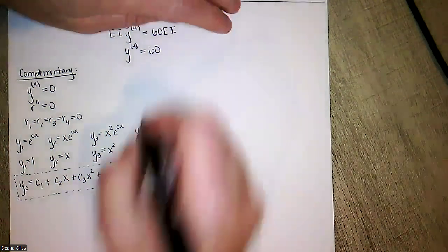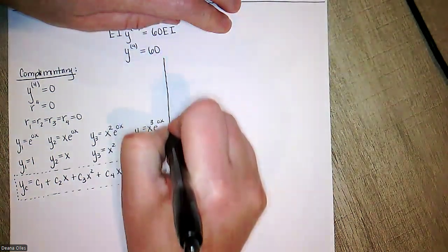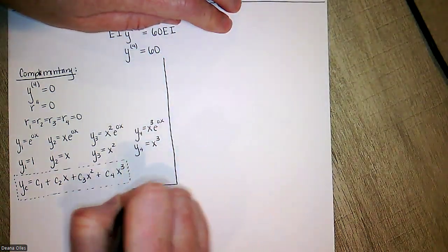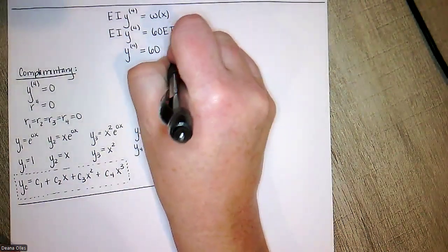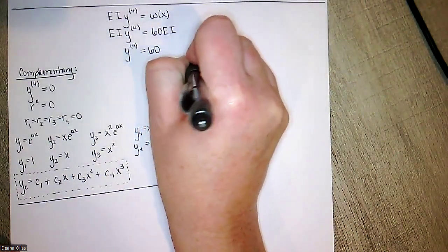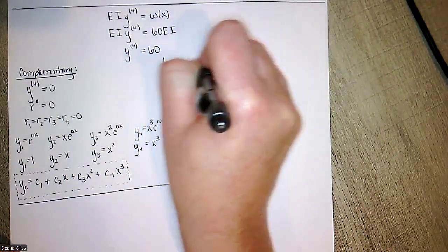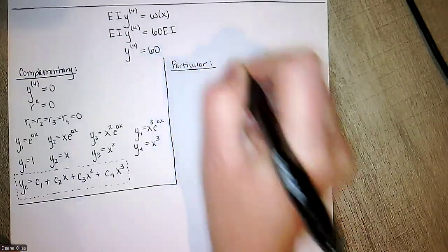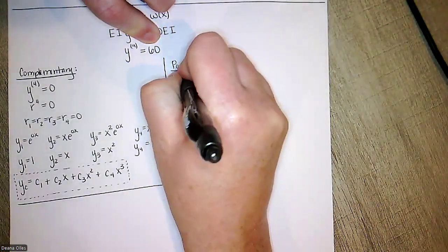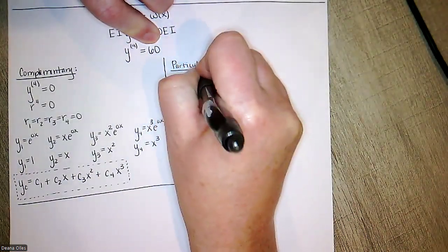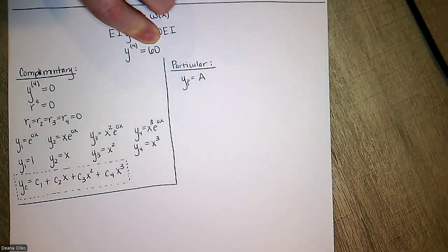Okay, so I'm going to hold off, come back to this complementary solution in a little bit. Now I turn to my particular part of the solution. Now here, I notice that my right-hand side is just a constant. So I think for a moment that my particular design should just be a constant because the derivative of a constant is 0 and everything after that would just be 0.